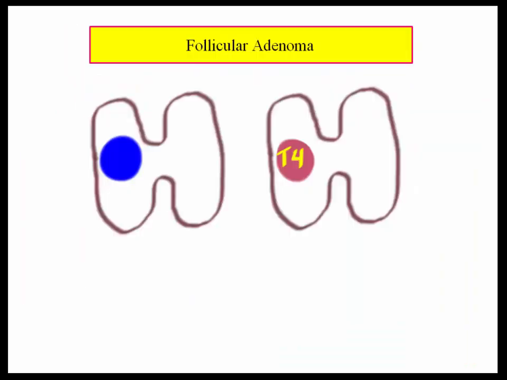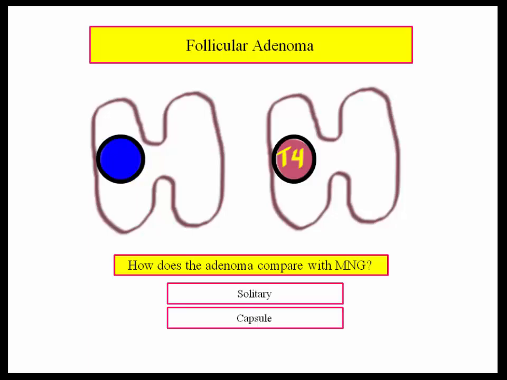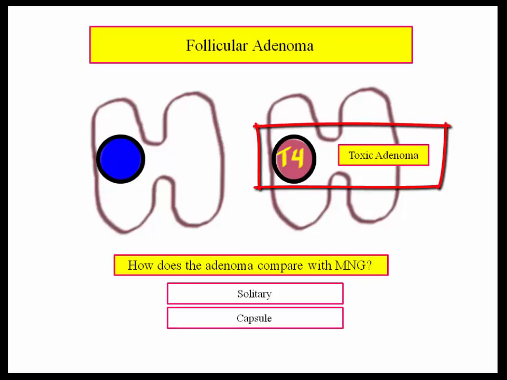The follicular adenoma is separate and distinct from the nodules just reviewed. They're easiest to review and understand by highlighting those differences. So how does the adenoma compare with multinodular goiter? The follicular adenoma is solitary. Secondly, they are encapsulated. Remember this important fact. Third, they can develop autonomous function.